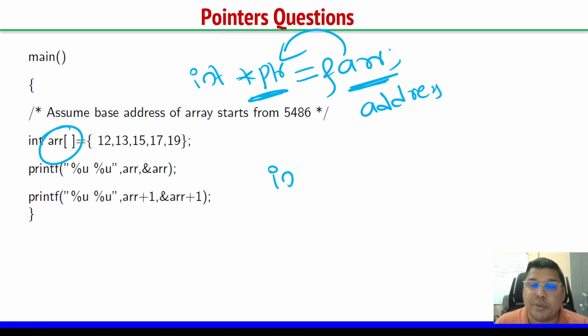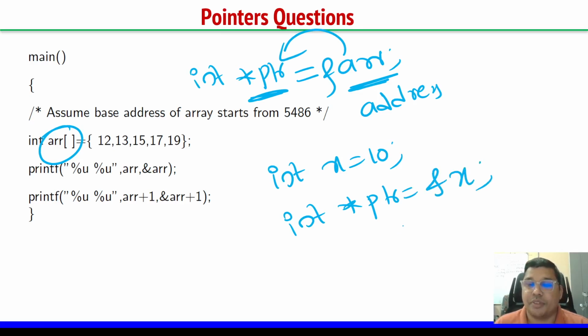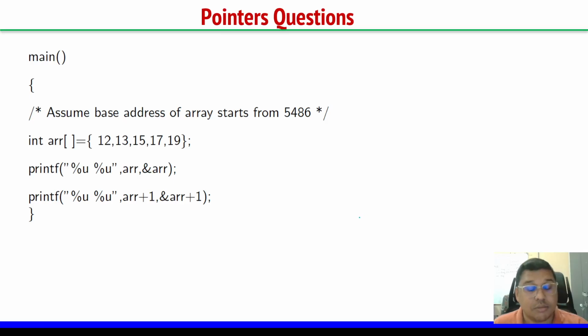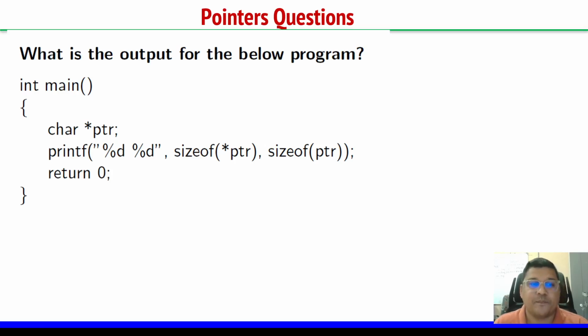But for normal variables like this, int x = 10, you definitely have to use ampersand. int *ptr = &x, because it is a normal variable but not an array variable. That's why you have to refer to &x. I hope this question is clear. Let us move to the next one.